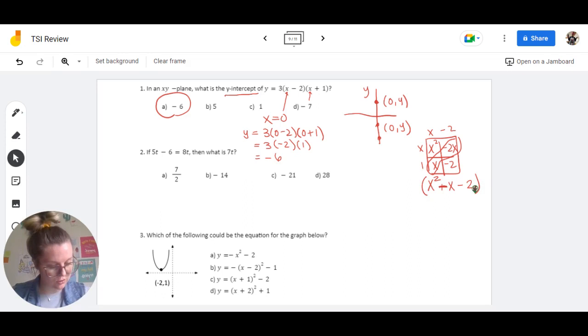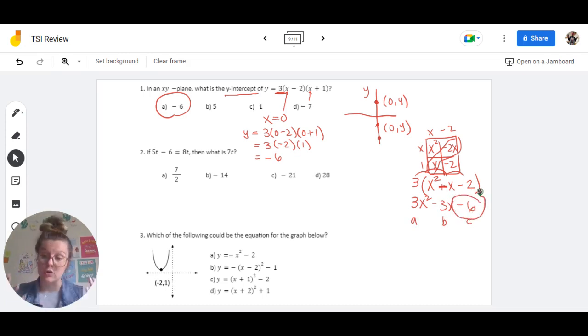You're going to distribute the 3, so you get 3x squared minus 3x minus 6. And then, because this is your a, b, and c value, remember your c value is also the y-intercept in a quadratic when it's in standard form. So those are your two different options. I personally think plugging in 0 to get the y-intercept is easier, but if you forgot, you can always do it this way. Okay, next one.